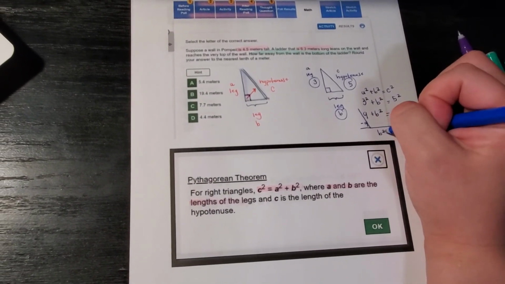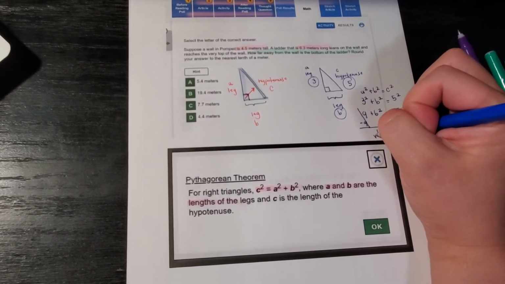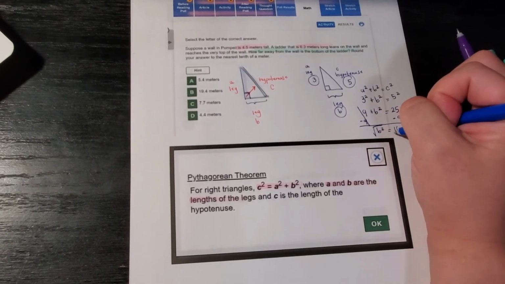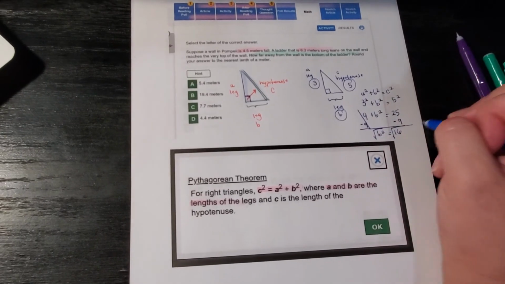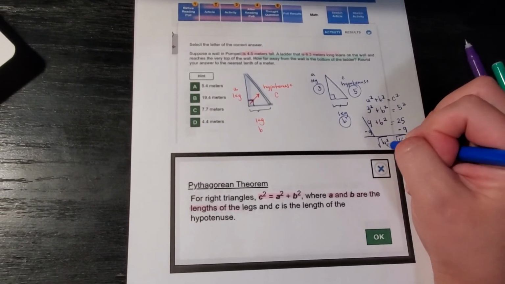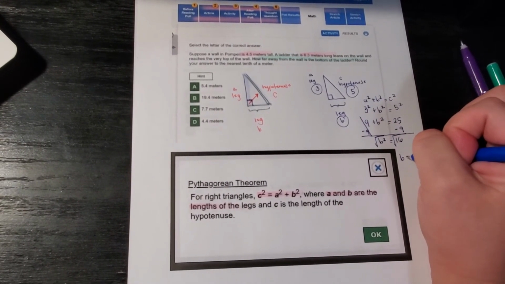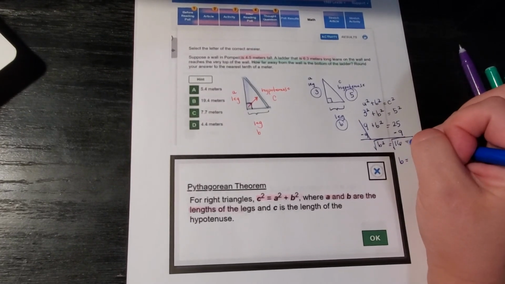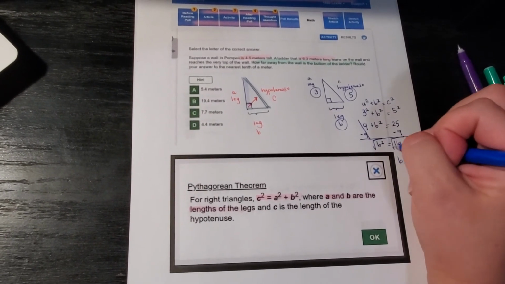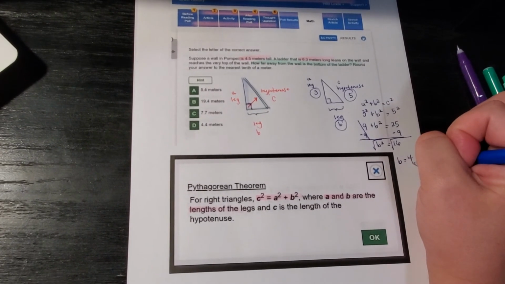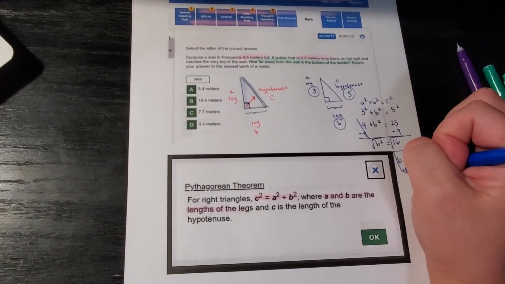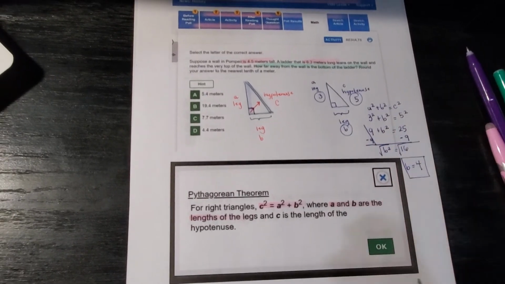In order to get B all by itself, I need to take the square root. Whatever I do to one side, I have to do to the other. So I'll take the square root. And the square root of B squared is B. The square root of 16 is what number times itself equals 16? And that would be 4. 4 times 4 equals 16. So my missing length is 4.